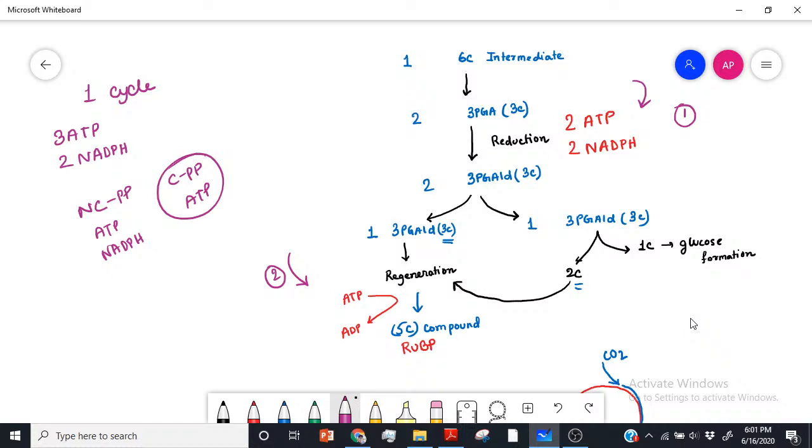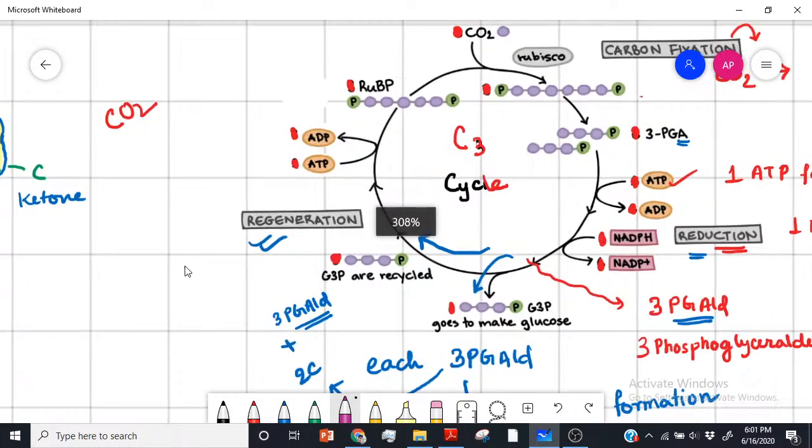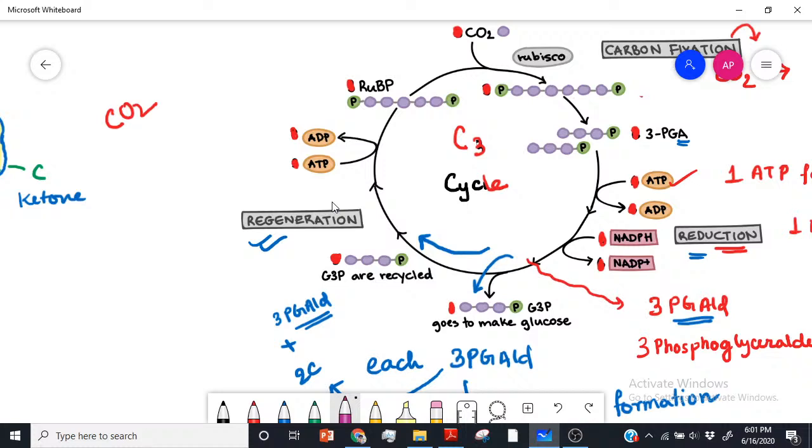Okay, nice. So now we come back to the cycle and see what we saw. Over here we have the regeneration process. In regeneration they are utilizing 1 ATP and finally RuBP is getting formed back. So this is the idea of the C3 cycle, and similarly we discussed there is something known as the C4 cycle.